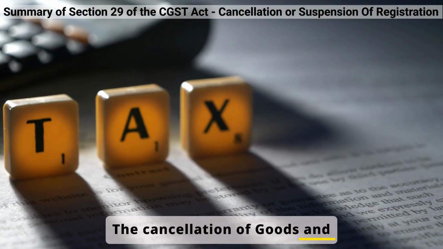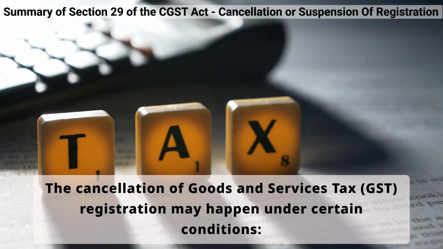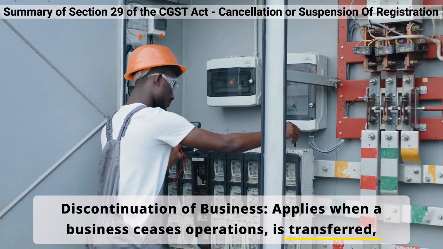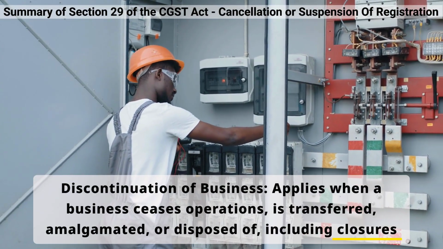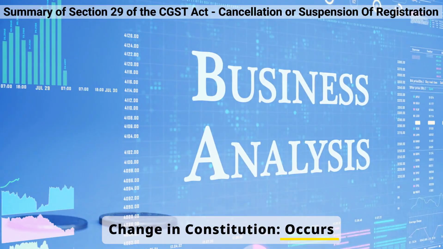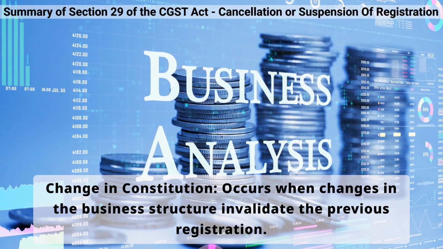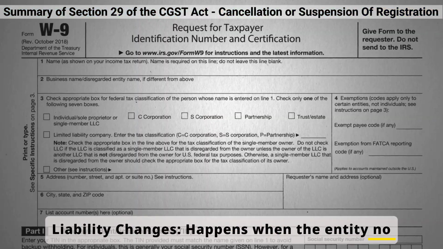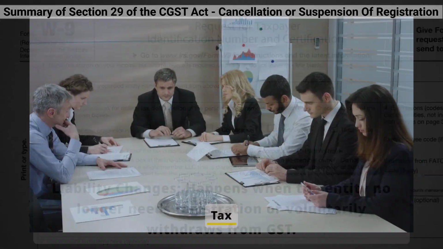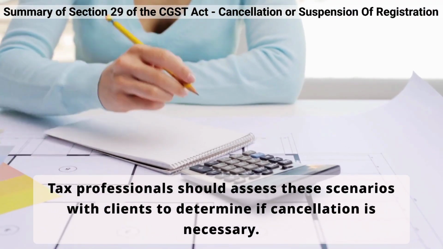The cancellation of goods and services tax (GST) registration may happen under certain conditions. Discontinuation of business applies when a business ceases operations, is transferred, amalgamated, or disposed of, including closures due to the proprietor's death. Change in constitution occurs when changes in the business structure invalidate the previous registration. Liability changes happen when the entity no longer needs registration or voluntarily withdraws from GST. Tax professionals should assess these scenarios with clients to determine if cancellation is necessary.